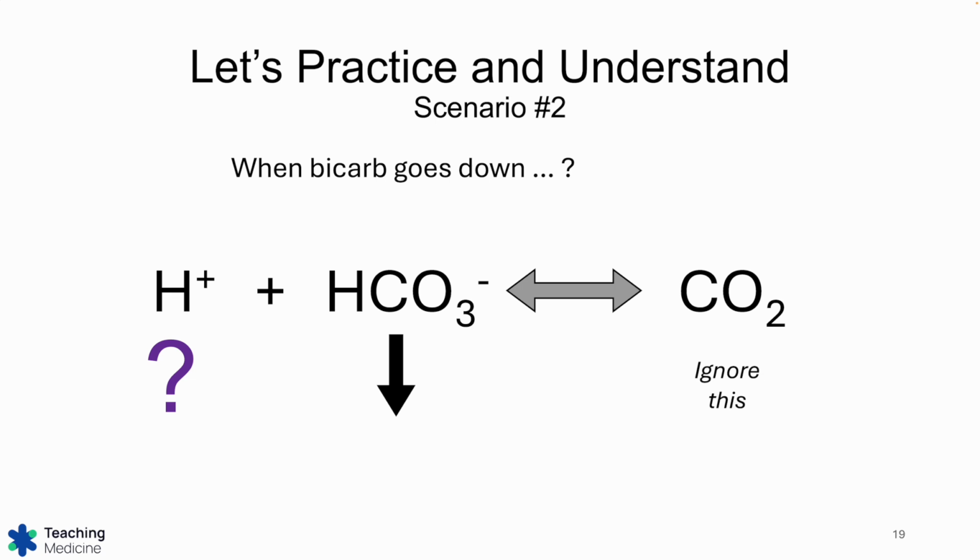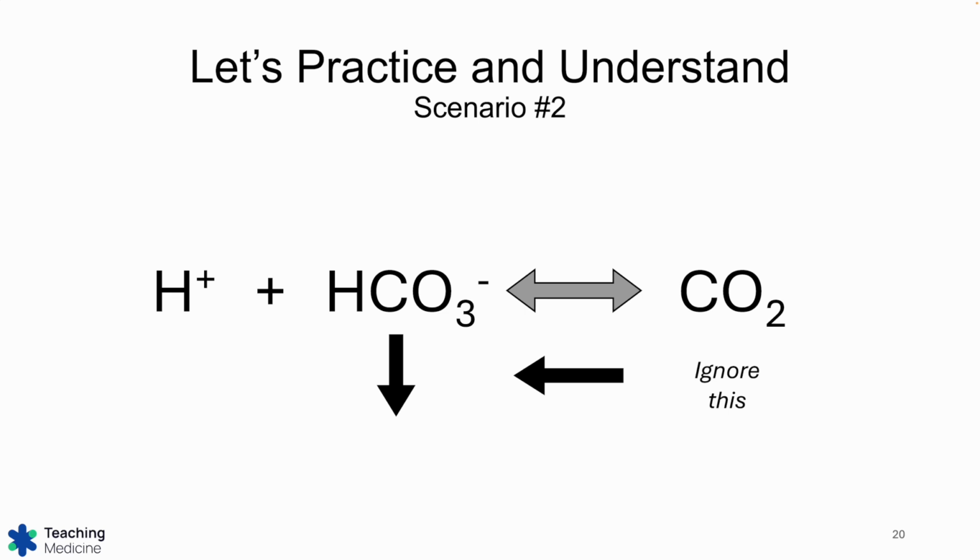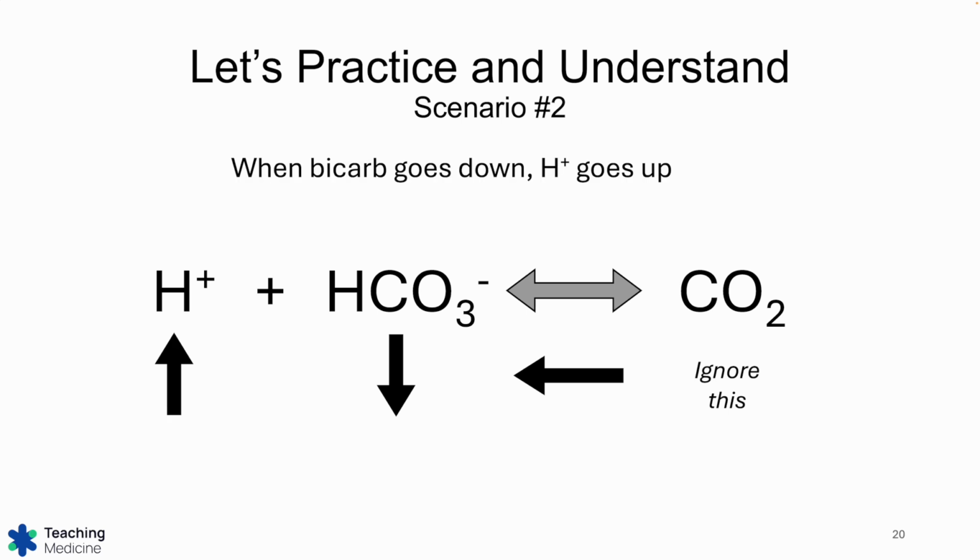Scenario number 2: when the bicarb goes down, what happens to the hydrogen ion concentration? Well, when the bicarb goes down, it creates a little bit of a vacuum on the left side of the equation, so it's going to shift left. When it shifts left, the hydrogen ion concentration goes up. So when bicarb goes down, the hydrogen ion concentration goes up.